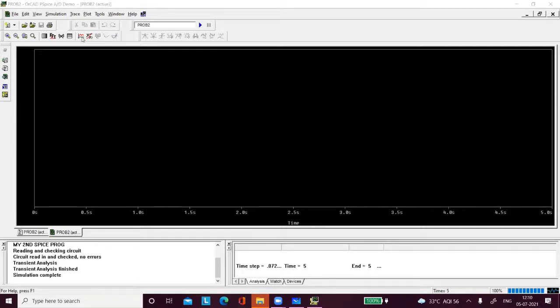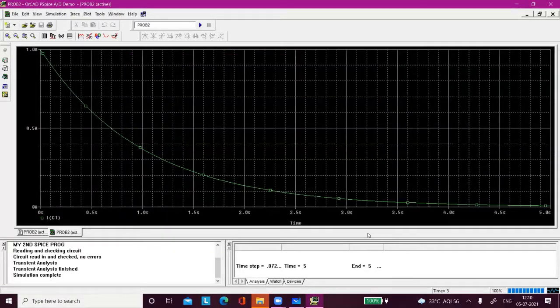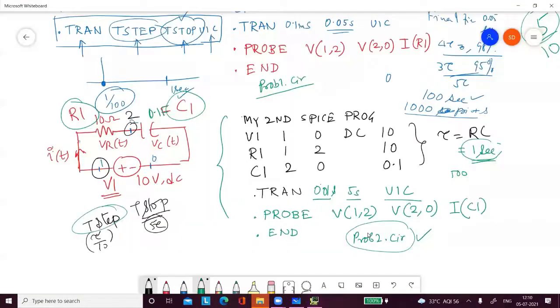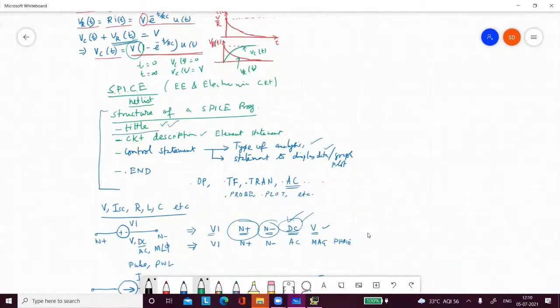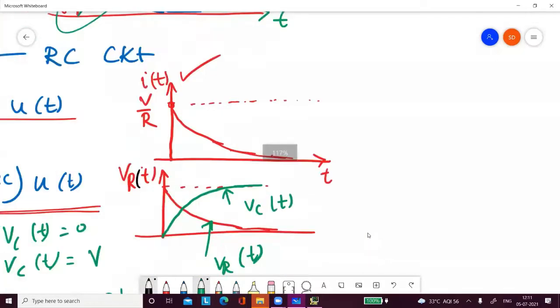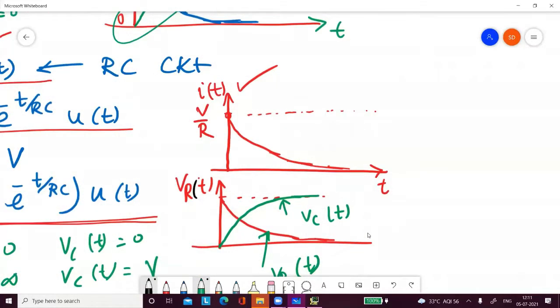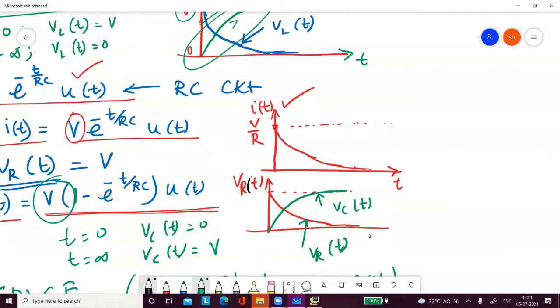Now you go to the current, select the current variable IC1. This is the nature of the current response. Look here, this is the current value, V by R. Remember? Look, this is V by R; sorry, I made a mistake here.